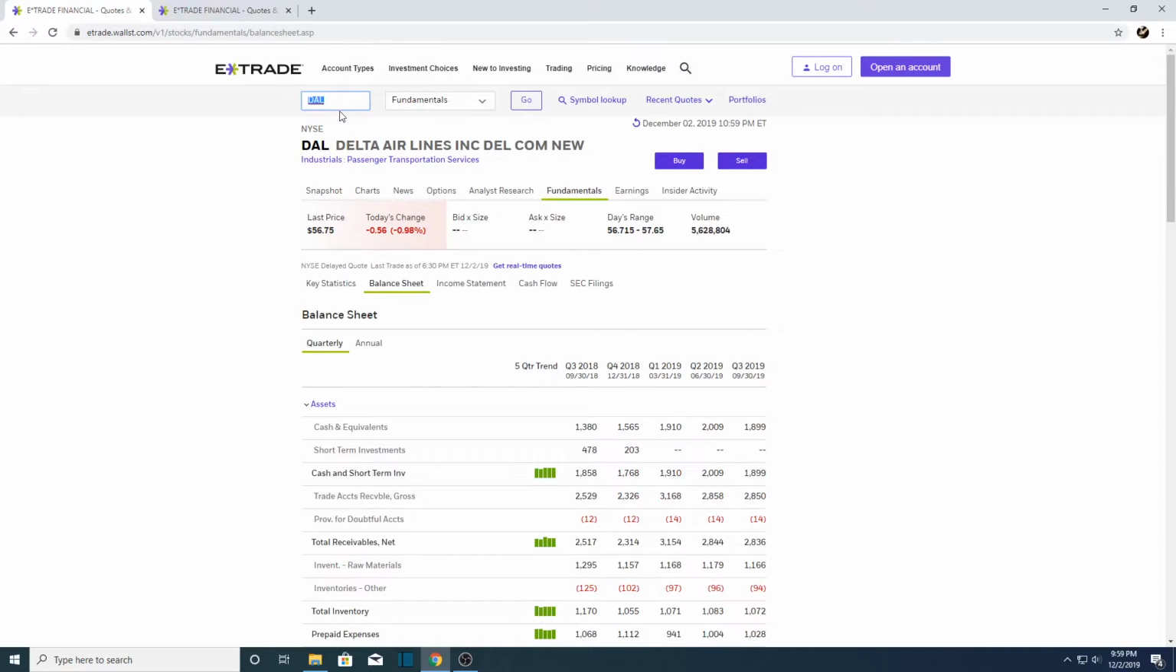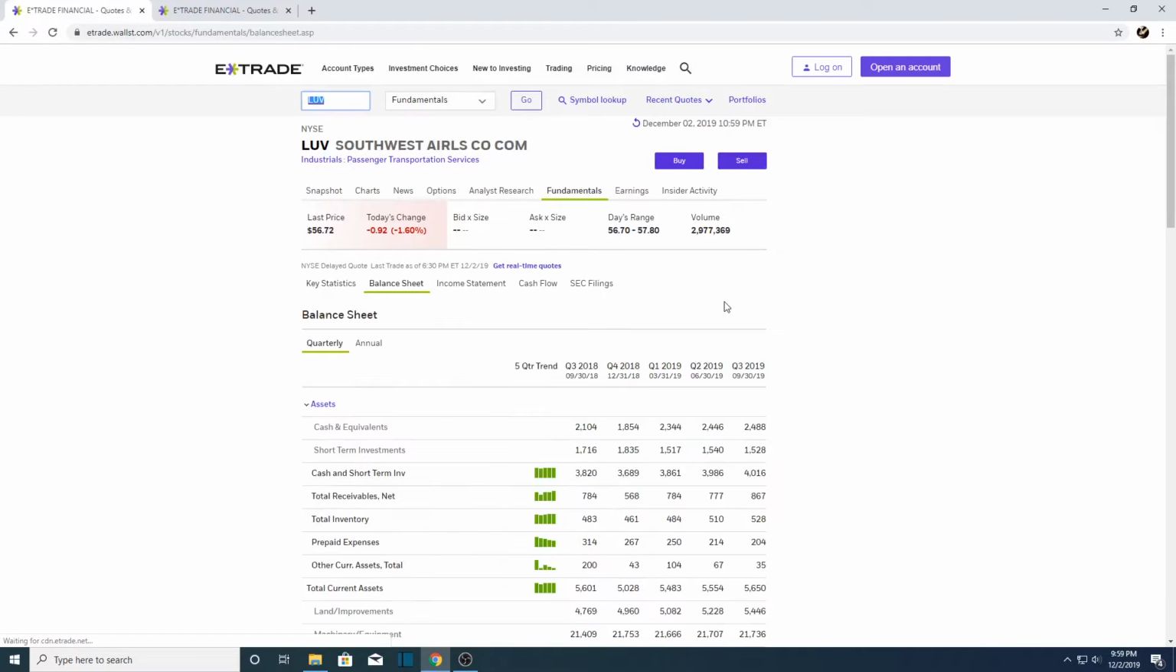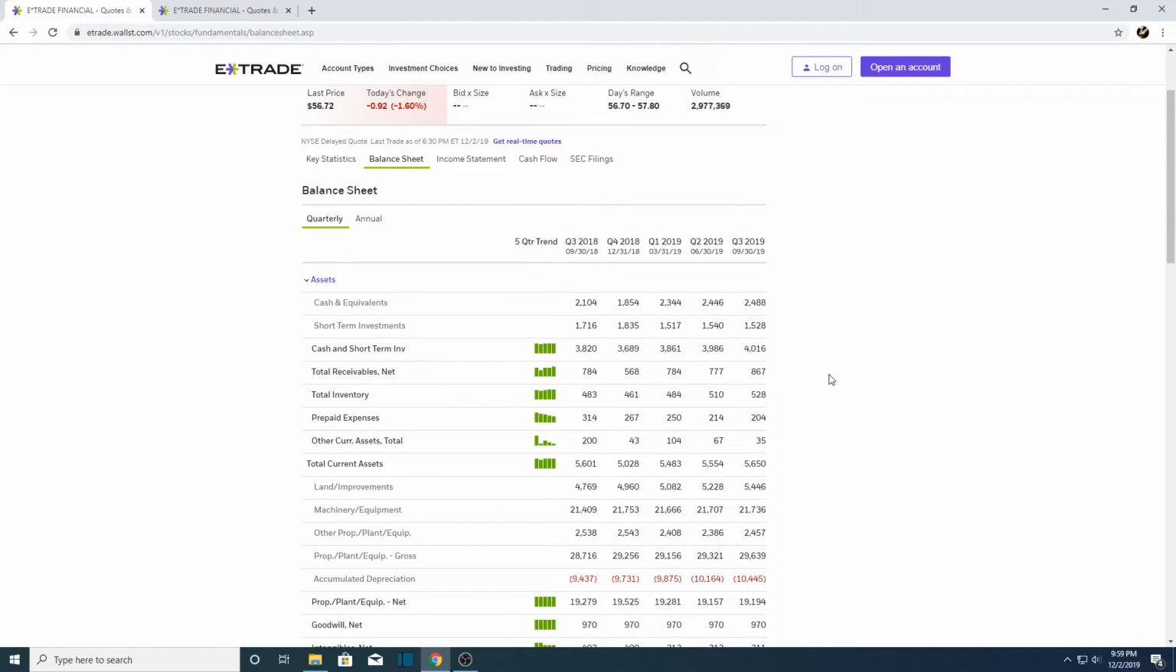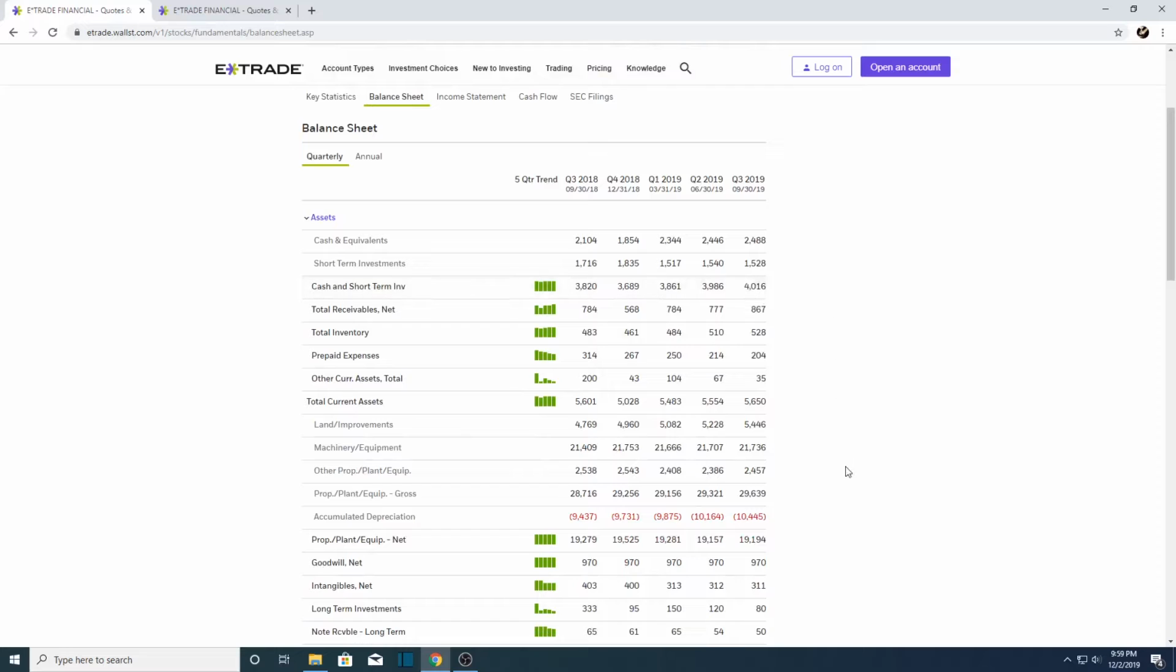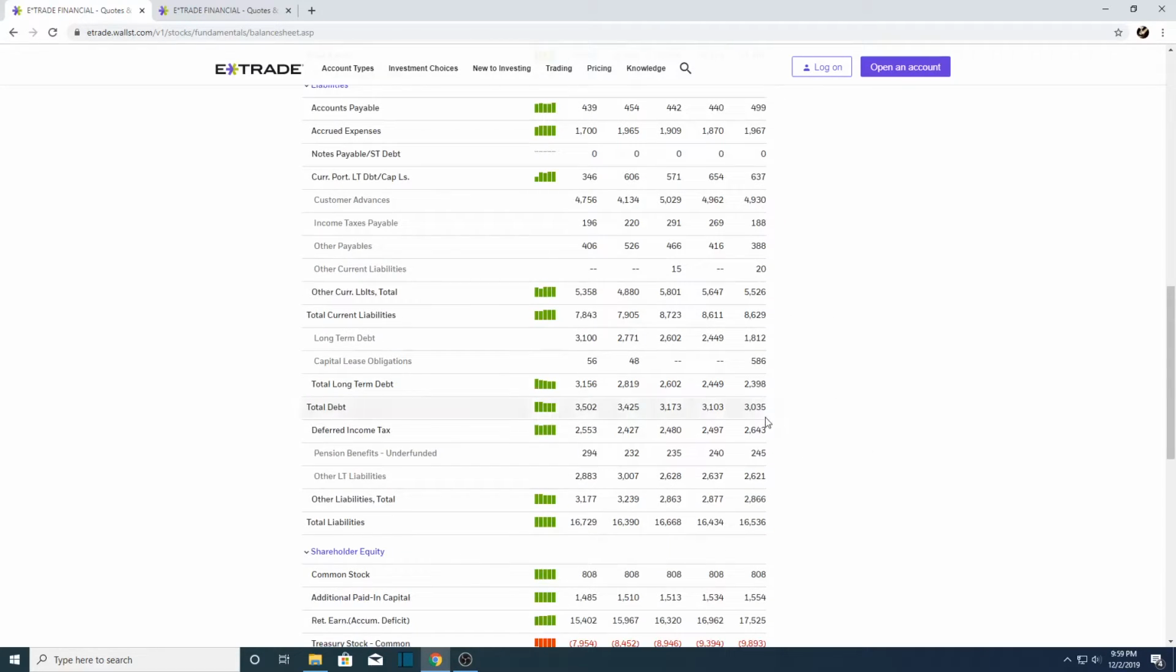This page actually switched over to Delta on me, so I'm going to type in here for Southwest. Let's try that again. All right, so in the most recent quarter, Southwest reported $4 billion in cash and short-term investments. So that's things like CDs, those kinds of things. So basically $4 billion in cash. And if we take a look at the company's total amount of debt, we see it's around $3 billion. So that's a very strong cash position, that they could pay off all of their debt and still have $1 billion left over.